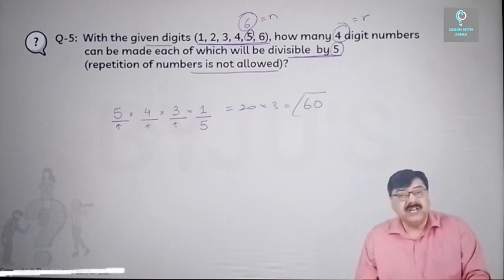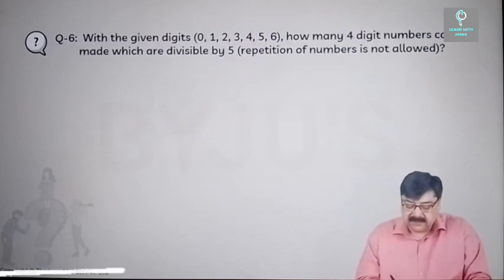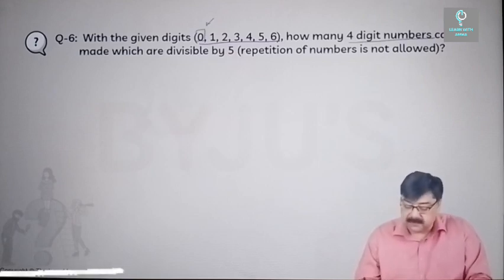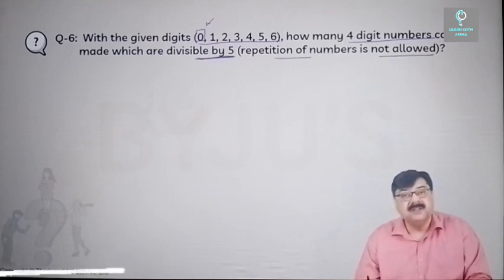So 60 such numbers can be made from the given digits, which are 4-digit numbers and divisible by 5. Now with the given digits 0, 1, 2, 3, 4, 5, 6. Now mind you, once again you have 0 here. So be careful. How many 4-digit numbers can be made which are divisible by 5? Repetition of numbers is not allowed.